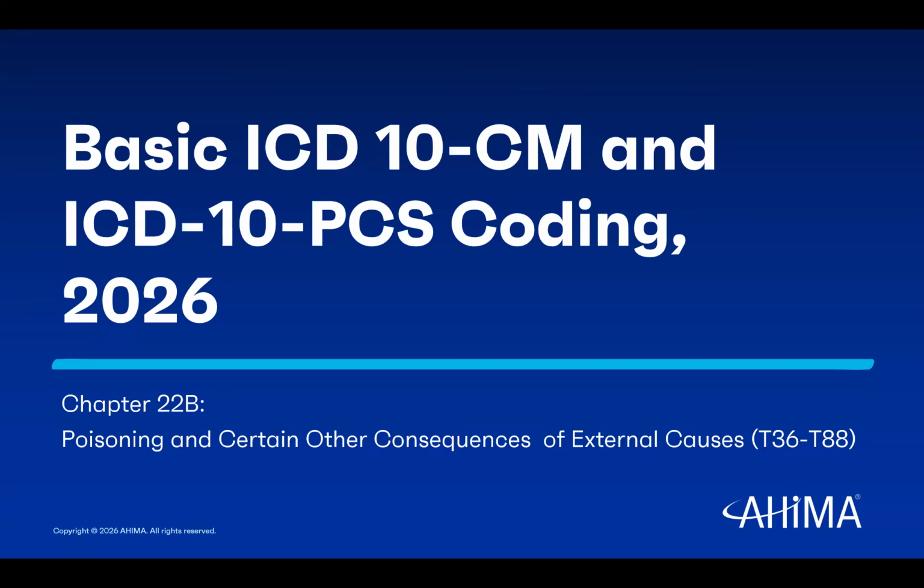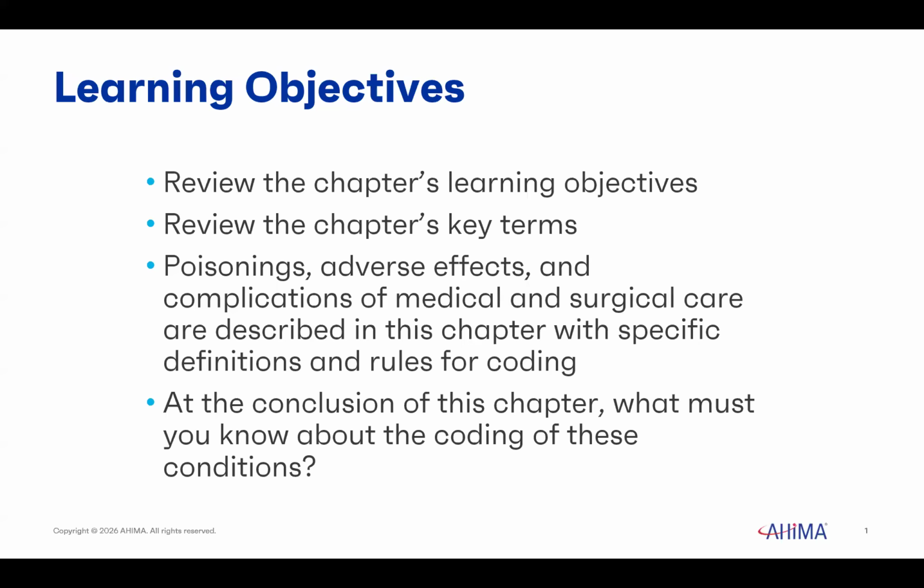Okay, and again, this is chapter 22B, poisoning, and certain other consequences of external causes. All these codes are T36 through T88. And by the end of this, you'll understand the key terms. You will understand how to code these poisonings, adverse effects, complications, and how we sequence them. Very important. So when we get to that point, please pay special attention.